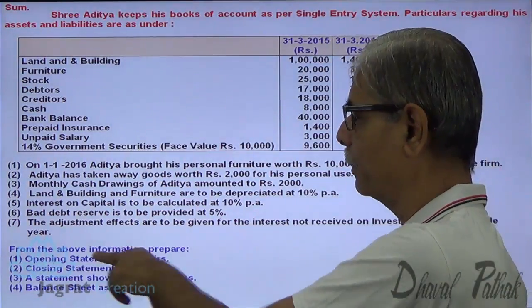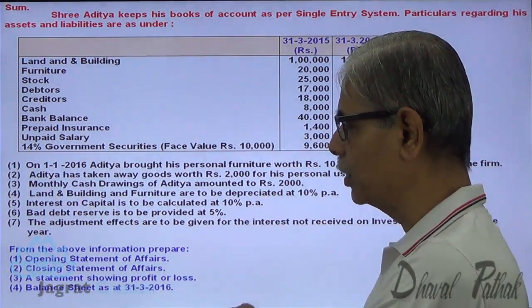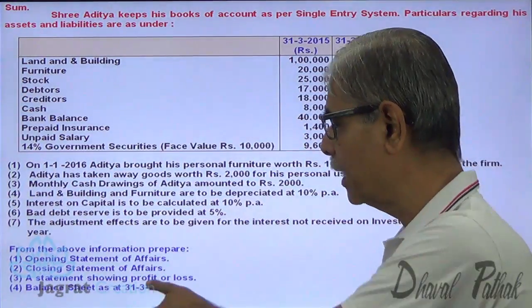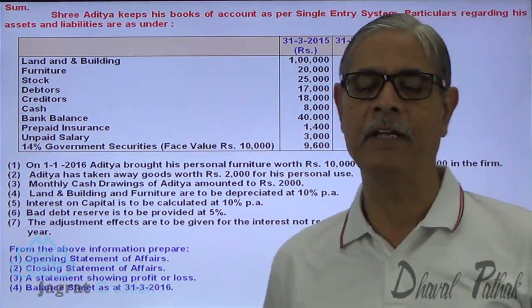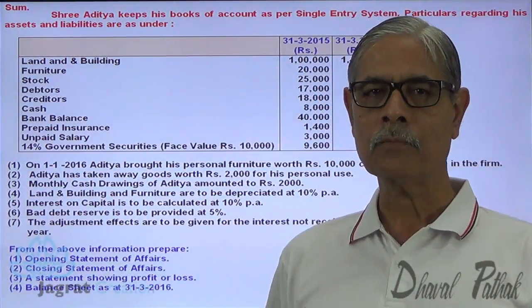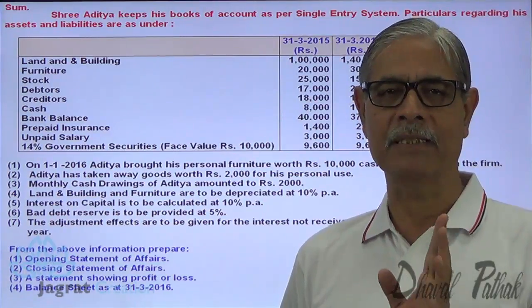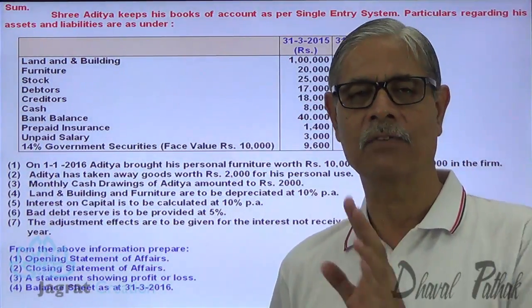From the above information, prepare opening statement of affairs, prepare closing statement of affairs, statement showing the profit or loss and the balance sheet as at the end of the accounting period. This is what we intend to prepare. Now see, this is a sum on single entry capital comparison method. The other name is net worth method.